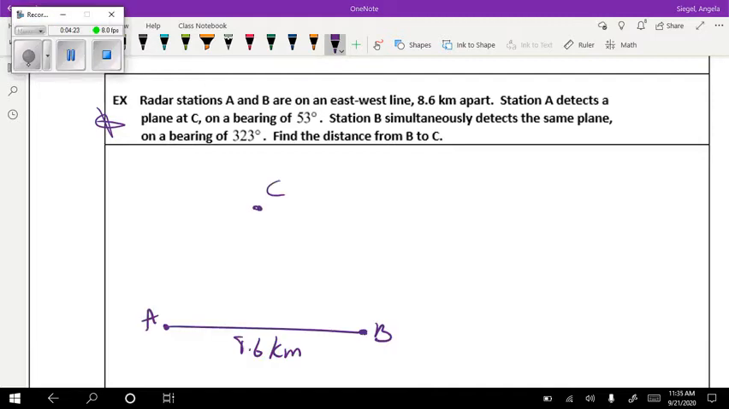Okay, so I didn't make a complete picture because I wanted to talk about it as we went along, but at its bare minimum, I wanted you to at least see this. Notice that A and B are on the same east-west line, and that they're 8.6 kilometers apart. They're both seeing this station C from different perspectives. So A is seeing it at a bearing of 53 degrees.